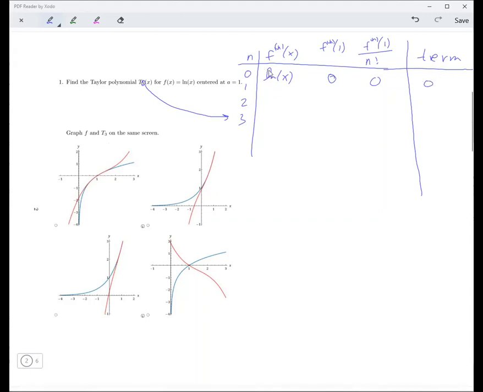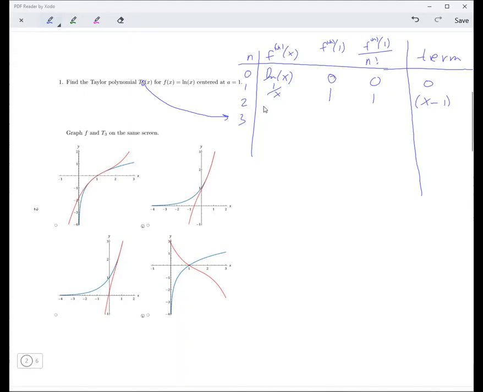When n is 1, the first derivative is 1 over x. When you put a 1 in, you get 1. And then dividing by 1 factorial, you get 1. So the term will be x minus a, where a is 1, so that'll be x minus 1. Make sure that you put x minus a. Sometimes you can get into the habit, since most of the time it's going to be the Maclaurin series where a is 0, so you're just going to put x. But you know, put x minus a.